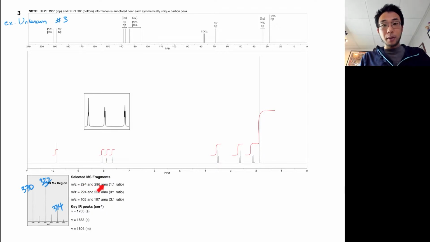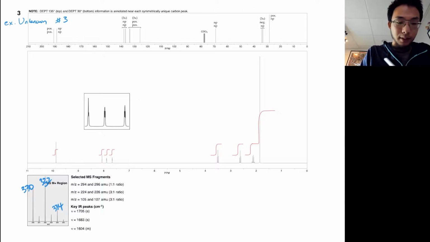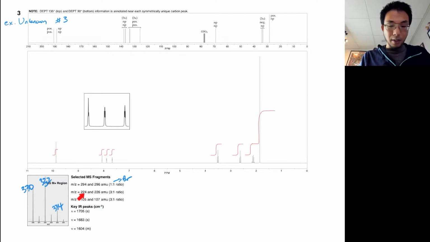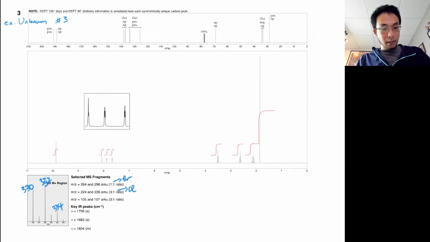One of the smaller fragments has a 1-to-1 ratio of its isotopes, so 294 to 296. That means that this fragment has bromine in it. Another smaller fragment is 224 and 226 AMU signals in a 3-to-1 ratio, so that fragment must have chlorine in it. Finally, there's a third fragment here that's also expressing a 3-to-1 ratio. That tells me that that fragment also has chlorine.